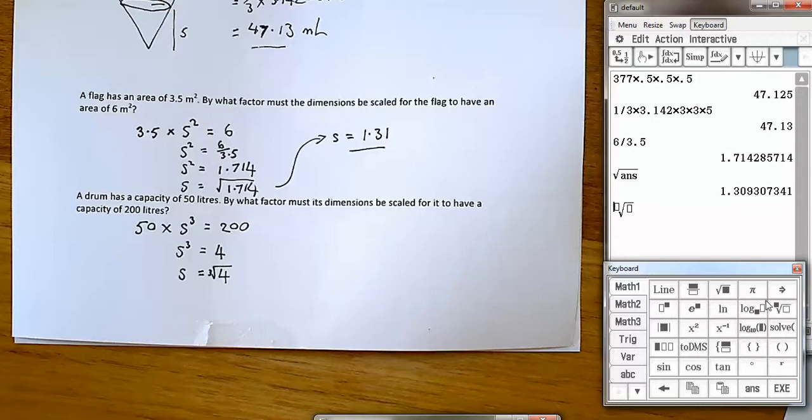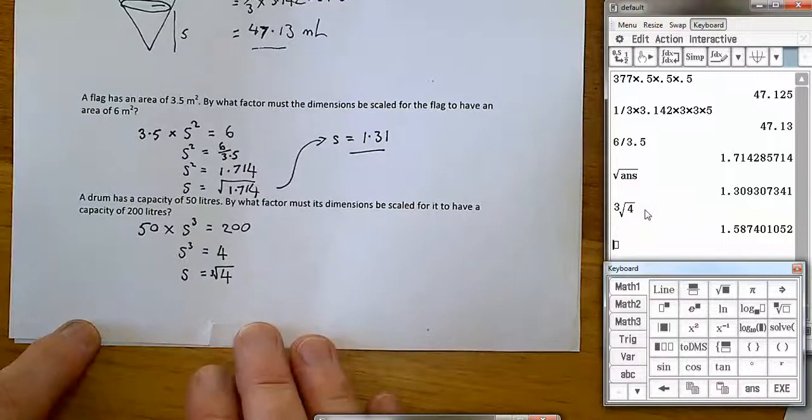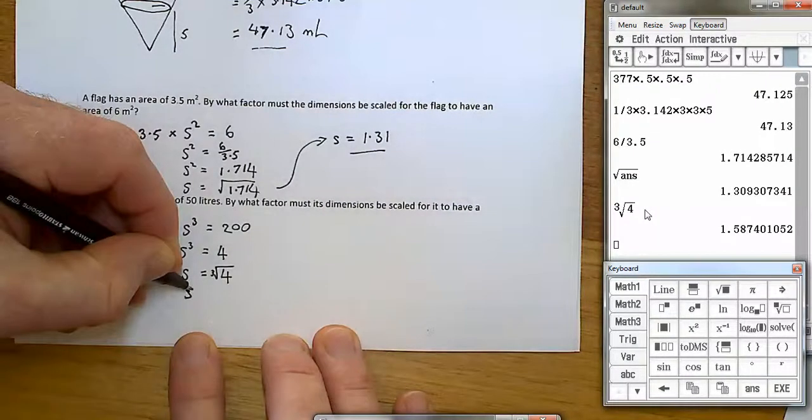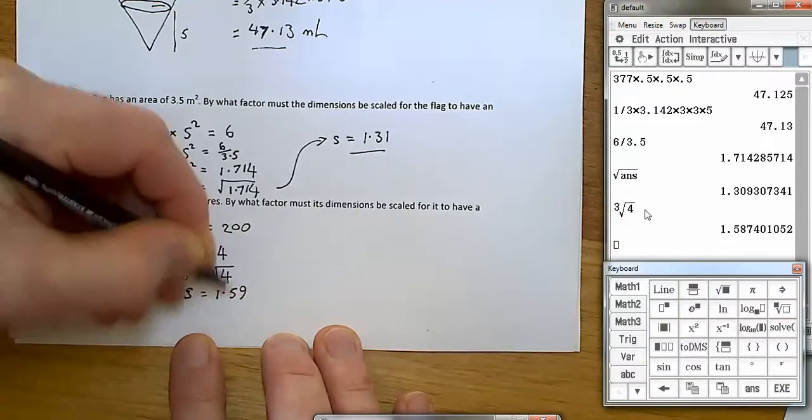So it's got a little 3 just here. The cubed root of, I can just get in there if I put a 3, the cubed root of 4 finds the number which when multiplied by itself 3 times equals 4. And the number is 1.587. Well, that means S equals, I'll make it 1.59 to 2 decimal places.